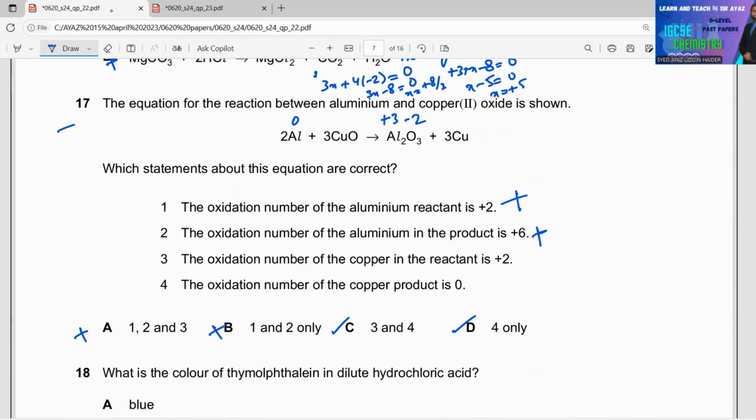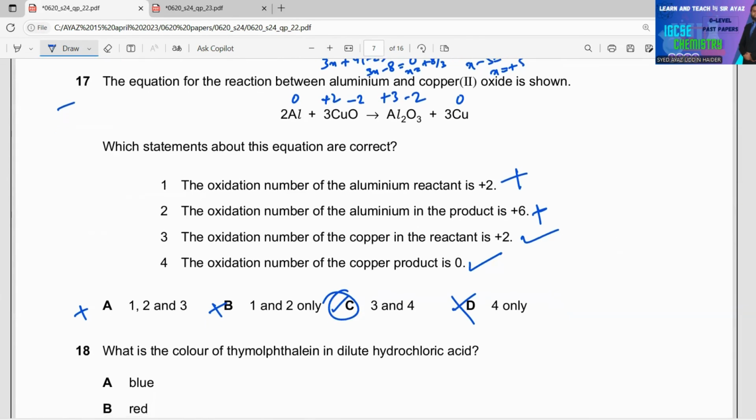What about statement number 3? The oxidation number of the copper in the reactant is +2. Oxygen is in group 6, which means oxygen carries -2 charge. It means copper must be carrying +2 charge. The statement is correct. So if 3 is correct, C must be the right answer. D can't be the right answer. For your convenience, I am reading the last statement also. The oxidation number of the copper in the product is 0. This is also correct because copper on the product side is the only element existing in the atomic state, so it must be carrying 0 as its oxidation number. So C is the right choice for this question.